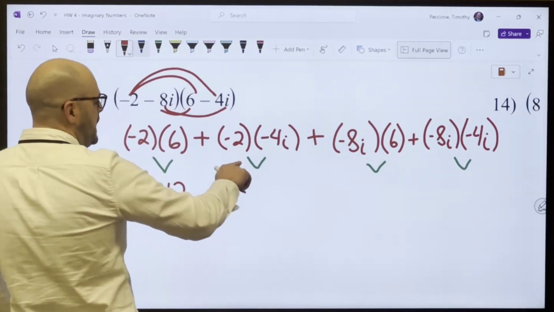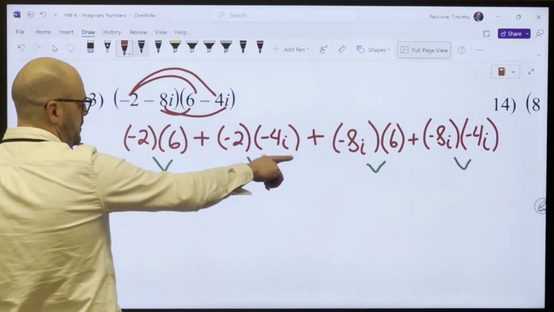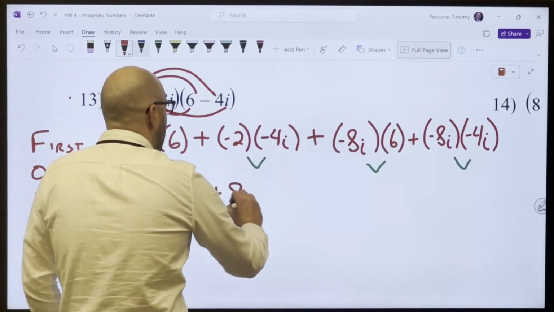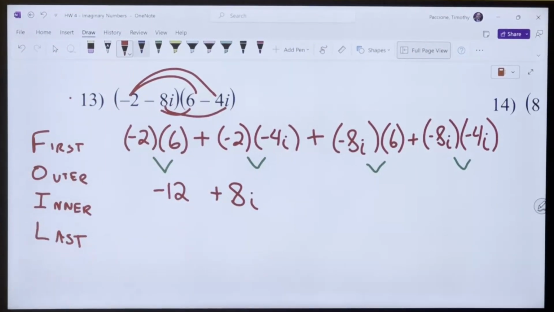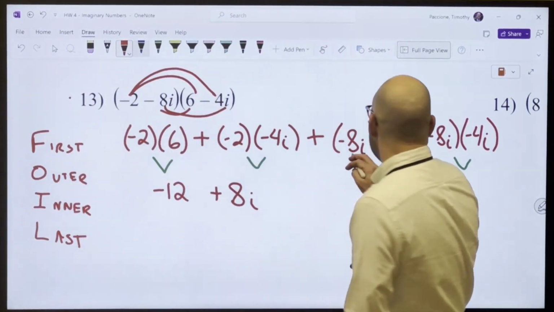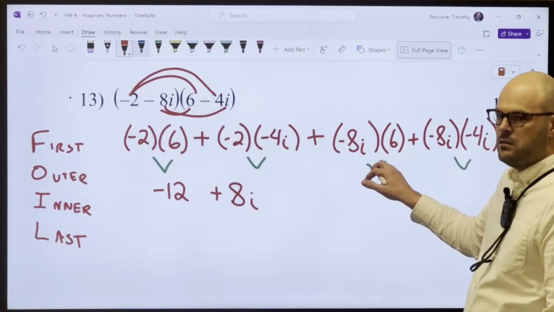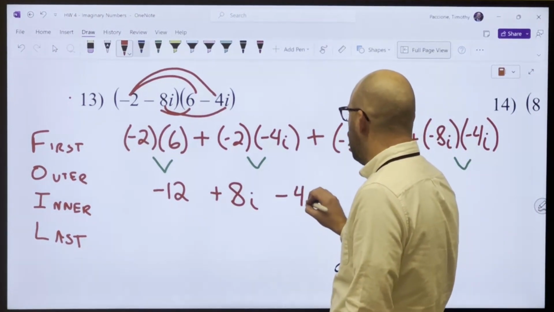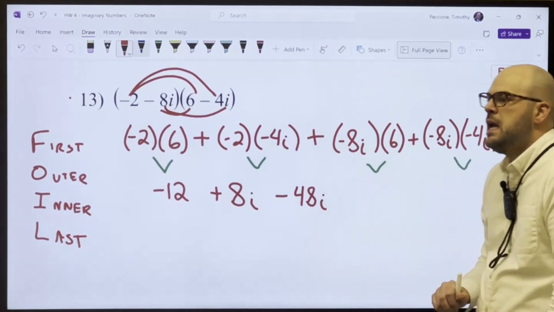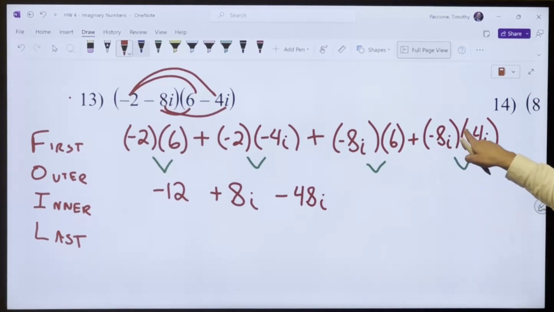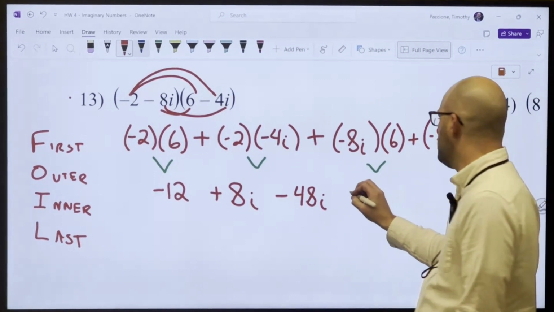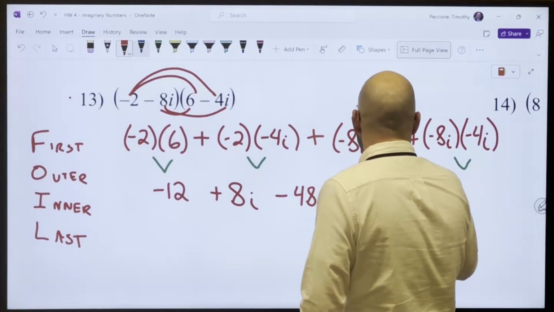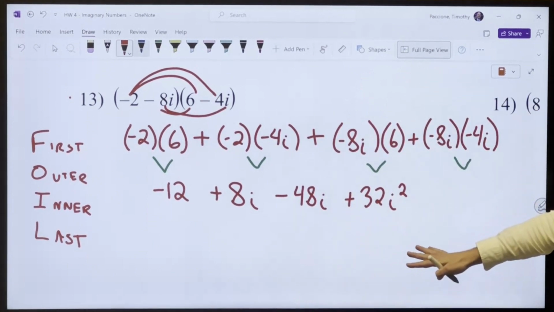So -2 times 6, what's that? -12. -2 times -4i. It's plus 8i, right? -2 times -4 is plus 8. Okay? And then -8i times 6. -48i. And then -8i times -4i. So there'll be positive 32, and then i squared. Okay, so we've gotten a little simpler now, right?